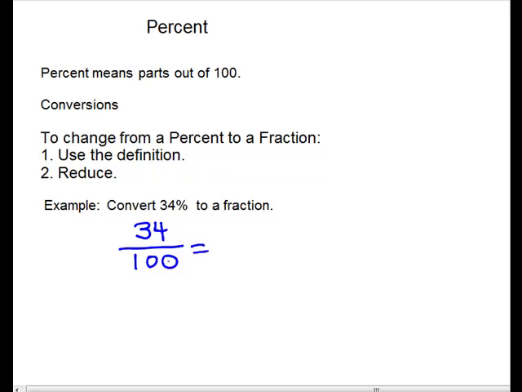So these are both even. They end in an even digit, so we can divide by 2. So we'll divide each by 2. 2 into 100 will go 50. And 2 into 34 will go 17 times.